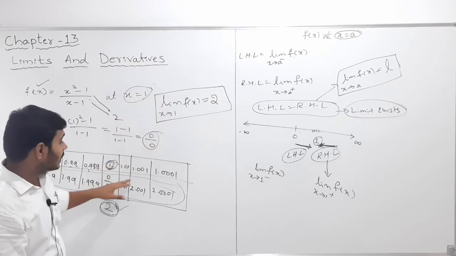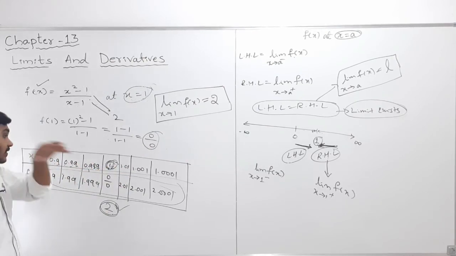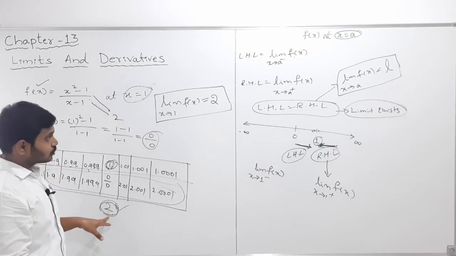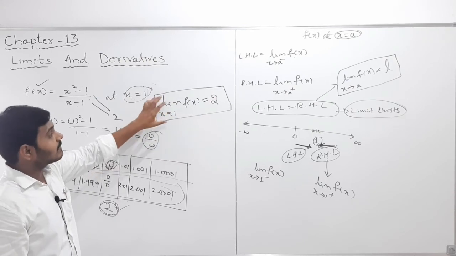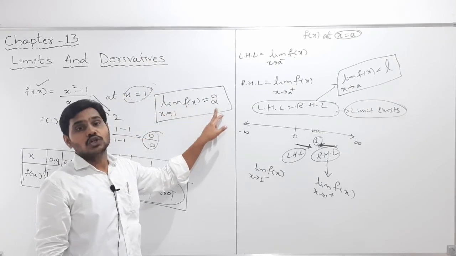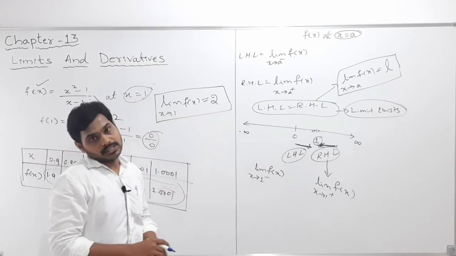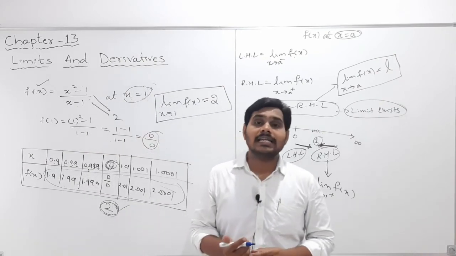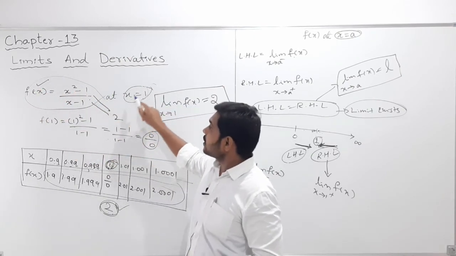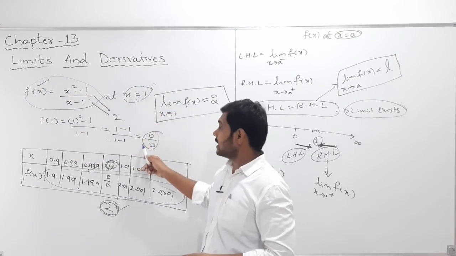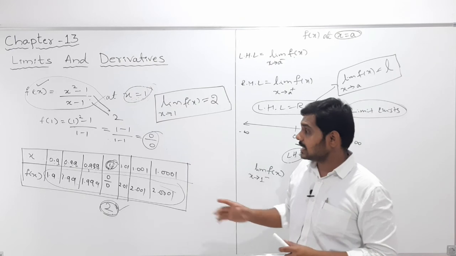So therefore what I did, I took values very close to 1, left hand side as well as right hand side. After calculating that, the exact value is equal to 2. So the limiting value of this function as x tends to 1, the limit, is equal to 2. Understood? For this reason we calculate the limit. Why should we study the limit? For some functions, at a particular value we cannot get the function value at that point. In such situations we use this limit concept.